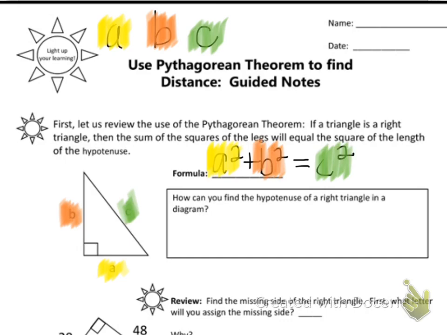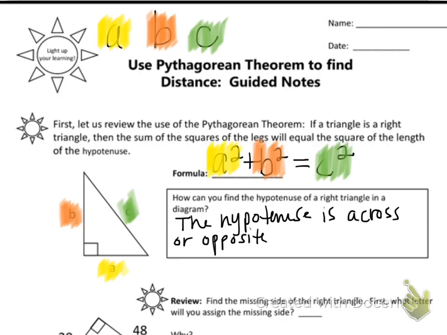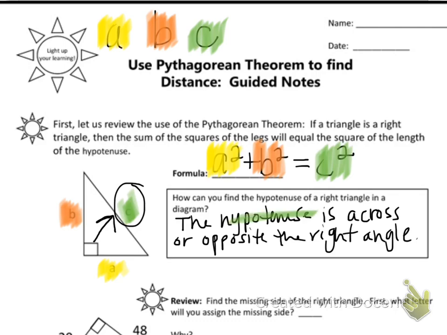Our question says, how can you find the hypotenuse of a right triangle in a diagram? Fill in right there: the hypotenuse is across or opposite the right angle. Alright, so in our picture, across from our right angle tells us where our C is supposed to be. So I'm going to highlight hypotenuse with my green because that's talking about the C.